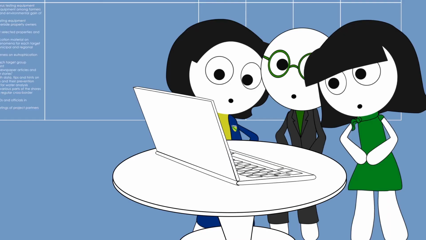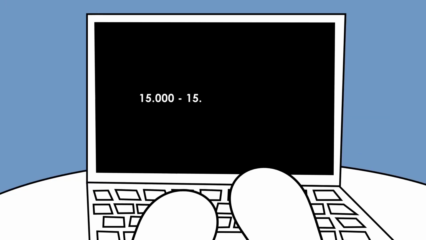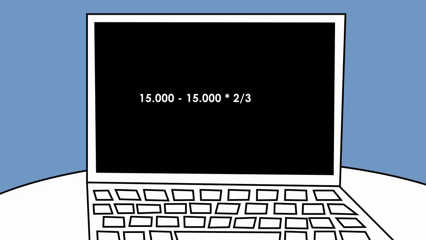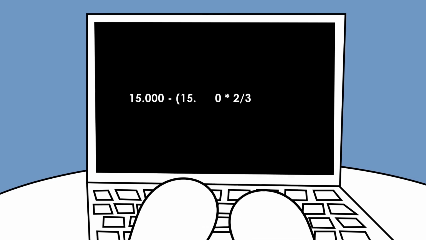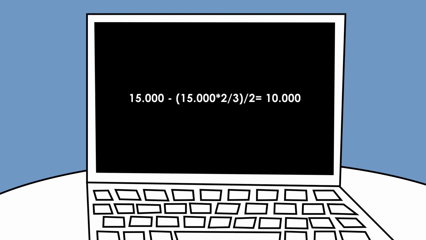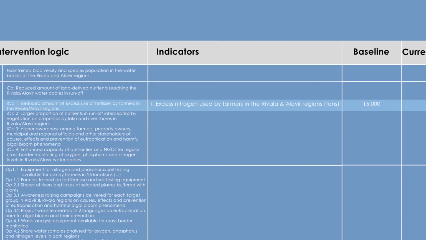The scientists also indicate that the use of nitrogen testing could lead to a reduction of this number by 2/3. Our partners foresee that they will reach out to at least half of the farmers in both regions. On this basis, they set the target value at 10,000 tons.